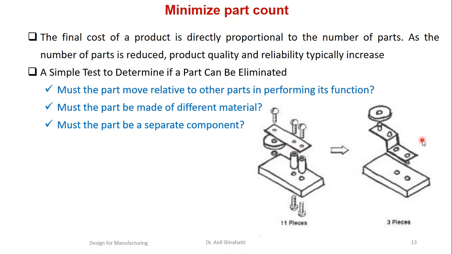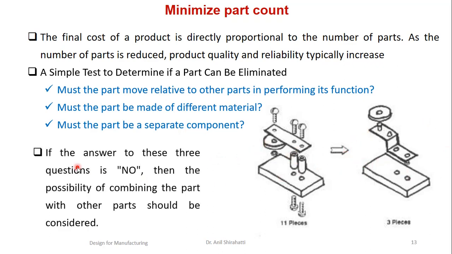So how can you do this using the principle of DFMA? You have to ask these three simple questions. Must the part move relative to other parts in performing its function? Next, must the part be made of different materials? Must the part be a separate component? Whether it is really needed. If you go through these questions, you can come up with the new design. If the answer to these three questions is no, then the possibility of combining the part with others should be considered. So this is an example of how I can minimize the parts from 11 to 3 pieces.